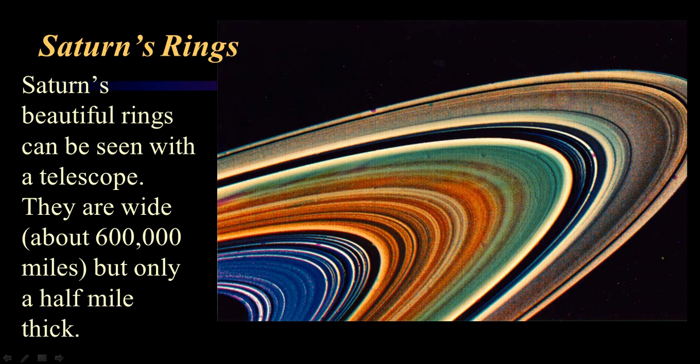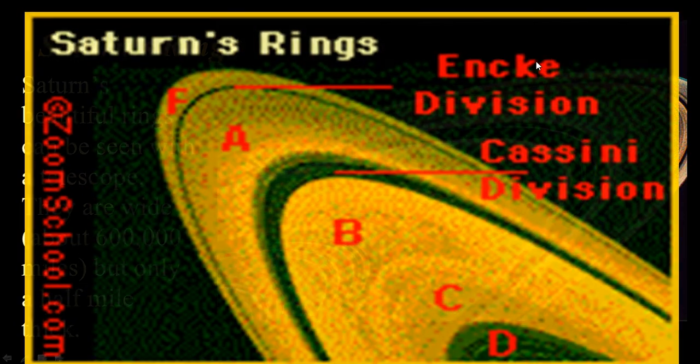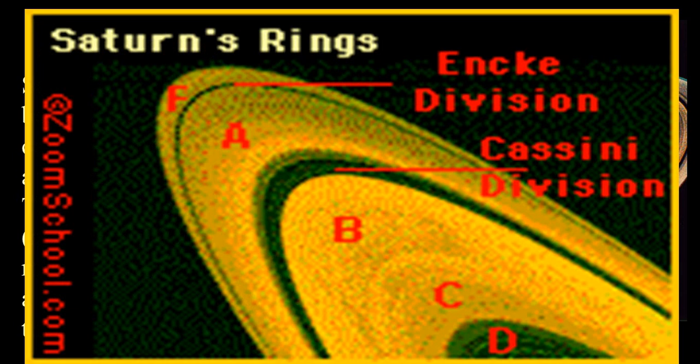So they're wide, about 600,000 miles wide. That's what the video said, but only a half a mile thick. And it has those little breaks in there, and each one of these has names. Do I have that on here? Yes, so our rings, okay, so the Encke division and the Cassini division, those little blanks in there. So F, A, B, C. However they've chosen to label those, it's just something that astronomers have done over the years.